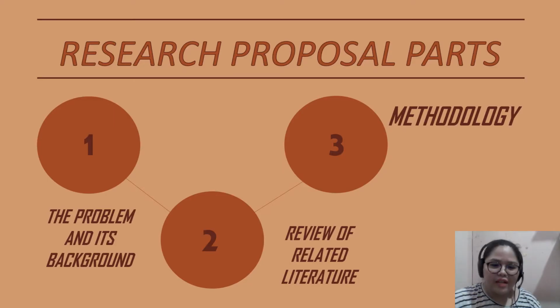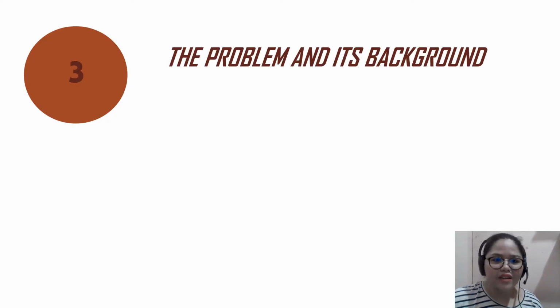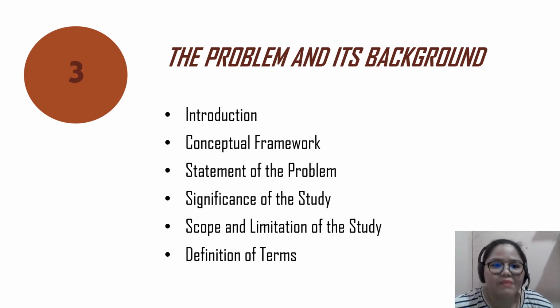Okay, let me go further with the research proposal part so that you will have a clear understanding of this. The first one is the problem and its background. The second one is the review of related literature. The third one is the methodology. Let's first start. I think the number there is wrong. The first one is the problem and its background.